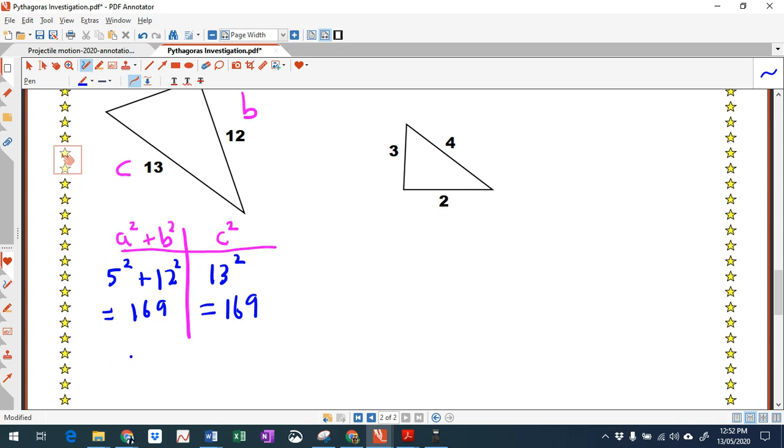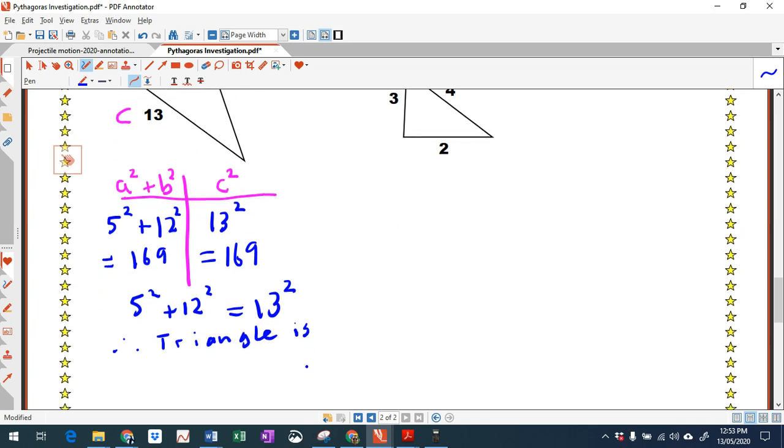So what we can say is 5 squared plus 12 squared is equal to 13 squared. Therefore, the triangle is right-angled. Okay, so that's how you set it out.